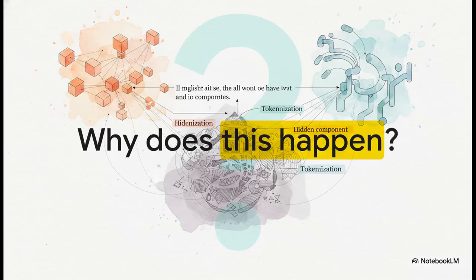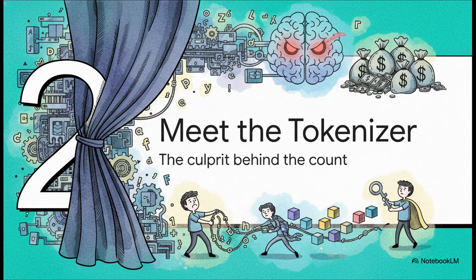So that brings us to the big question, right? What gives? How can two incredibly sophisticated AI models look at the very same string of characters and come to a totally different conclusion about what it's made of? Well, the answer lies in this hidden but absolutely critical piece of the puzzle. So, let's pull back the curtain and meet the component that's responsible for all this confusion. It's called the tokenizer. It's kind of the unsung hero of the whole operation, or the villain, depending on how you feel about your latest API bill.